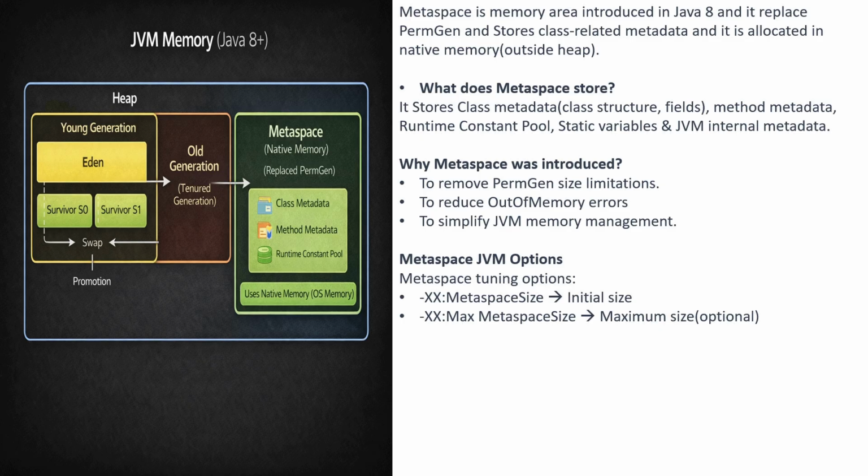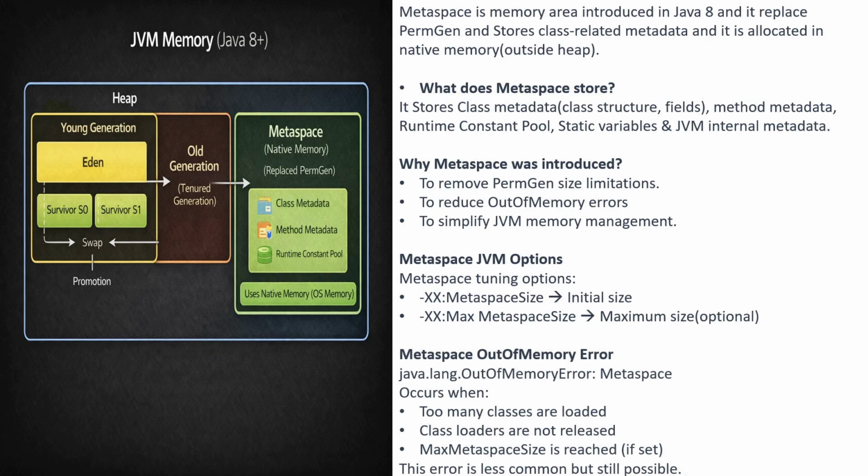So metaspace JVM options. Metaspace tuning options are below. -XX:MetaspaceSize, which means we need to pass here the initial size. -XX:MaxMetaspaceSize, which means we need to pass here the maximum size, and also the maximum size is optional here. So, metaspace out of memory error. The error which we get in metaspace is java.lang.OutOfMemoryError: Metaspace. This error occurs when too many classes are loaded, class loaders are not released, or the maximum metaspace size is reached if it is set. So this error is less common but still possible.